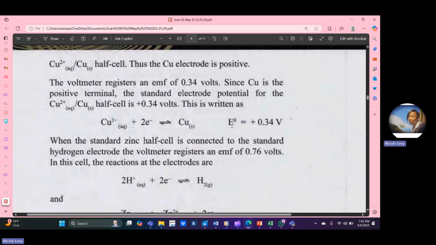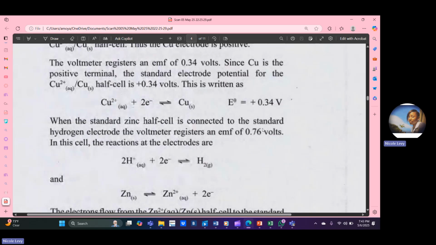So whenever you see a capital E with a naught, it's the E cell value. So the E cell value, or the potential value here, is plus 0.34. Let's go down to the zinc now.